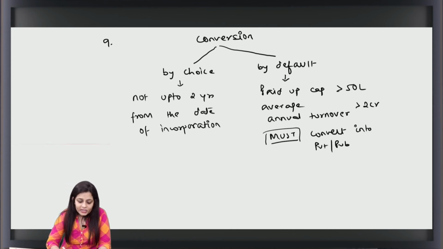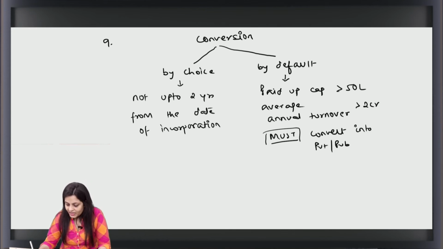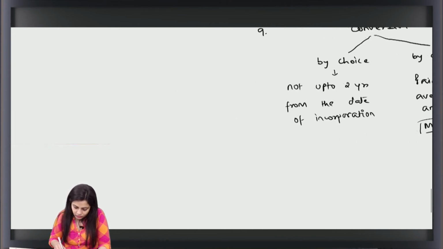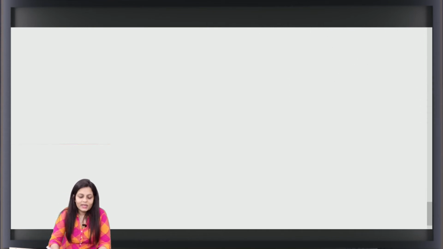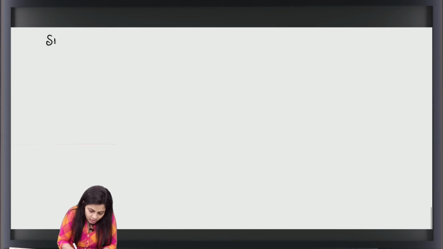In our chart, on the basis of size, this was not there, but still because a small company is nothing but a type of private company, we will just discuss a small company here. So what is a small company?